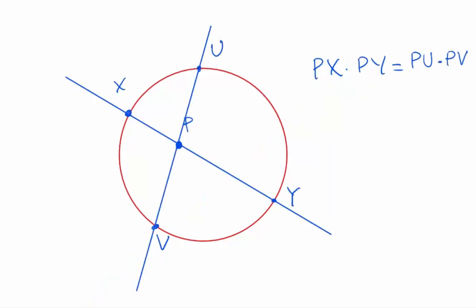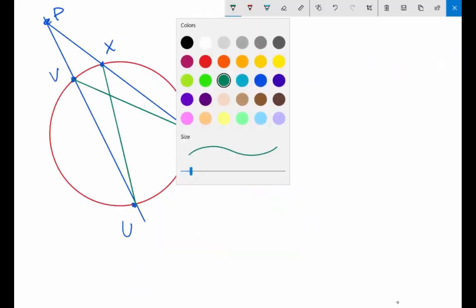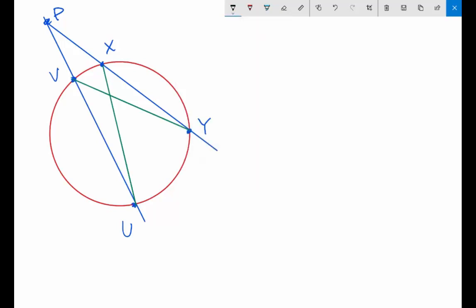This result is actually very remarkable because the point doesn't actually even need to be outside of the circle. If you pick a point inside the circle, but not on the circle, then again, PX times PY will be equal to PU times PV. I'm sure you cannot wait to see a proof of this result. For my proof, I will only consider the case where P is outside of the circle. The case where P is inside the circle is very identical, and I'll leave that as an exercise.